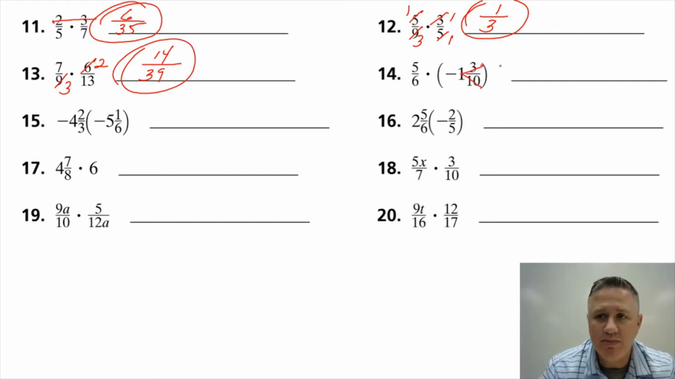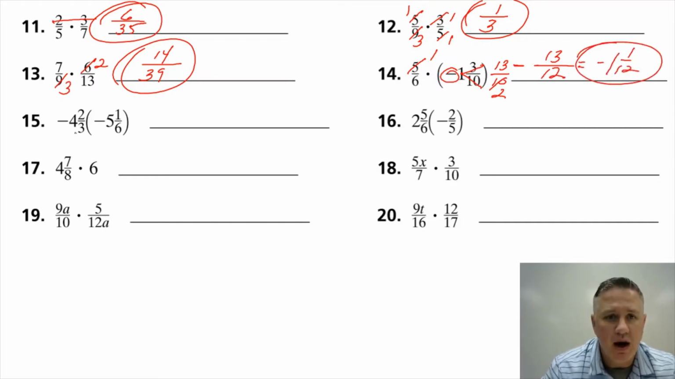I'm going to make this improper. That becomes, well, 10 times 1 is 10, plus 3 is 13/10. Now I can cross simplify the 5 and the 10 to 1 and 2. So I end up getting 1 times 13 is 13, and 6 times 2 is 12, right? And the opposite is negative. So negative 13/12, or that can become a negative 1 and 1/12.